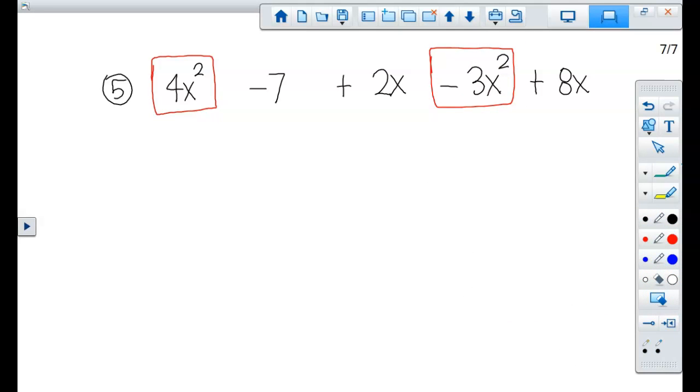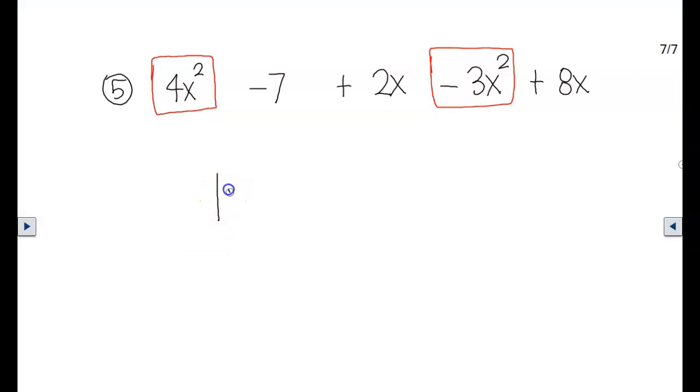What is that telling you to do? It's telling you to do 4 minus 3, which you know is 1. So that would be 1 with a last name of x squared. Do not change the last name when you combine those like terms.